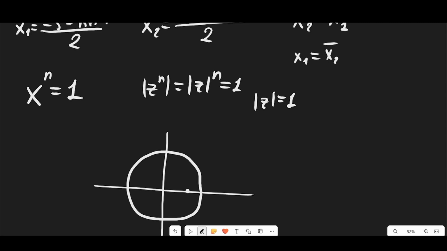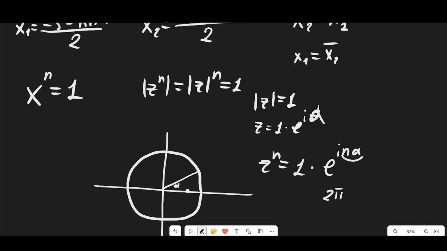So the remaining part is to define what the angle alpha would be. If z can be represented as 1 times e to the i alpha, then z to the n would be just 1 times e to the i times n alpha. And clearly, n times alpha must be a multiple of 2 pi, so 2 pi k must equal n times alpha. So alpha can be represented as 2 pi k over n.